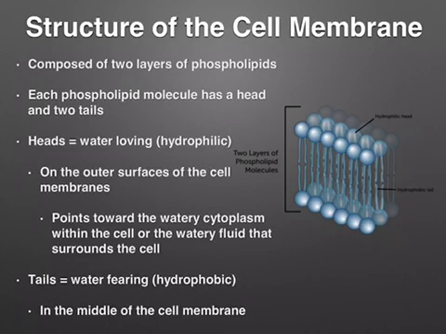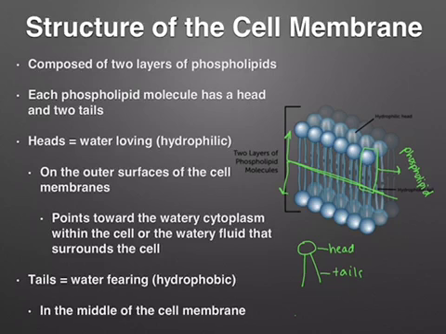So when we look at the cell membrane, we're going to see that it's made up of two layers of what we call phospholipids. So each one of these is a single phospholipid. And there's two layers. As you can see, they kind of get divided here. One is up, the other is down. And when we look at each phospholipid, it has a head and then two tails that come off of it. So here's the head and then the tails.